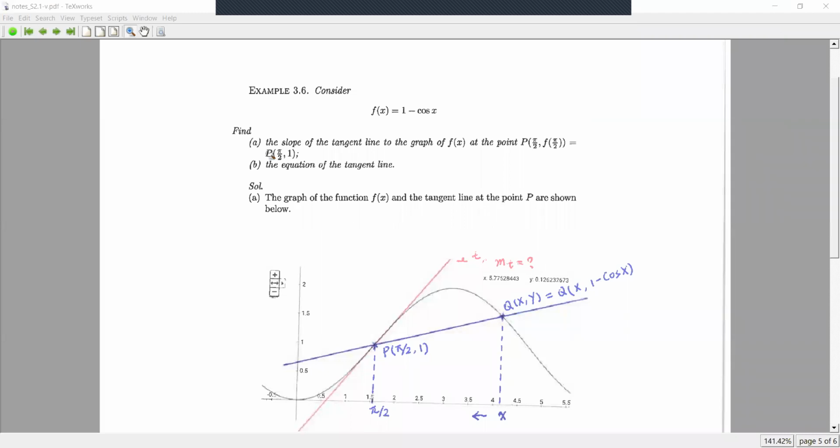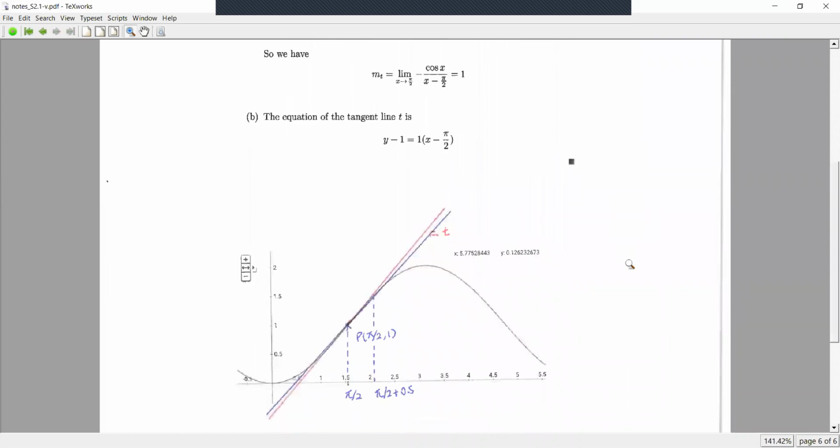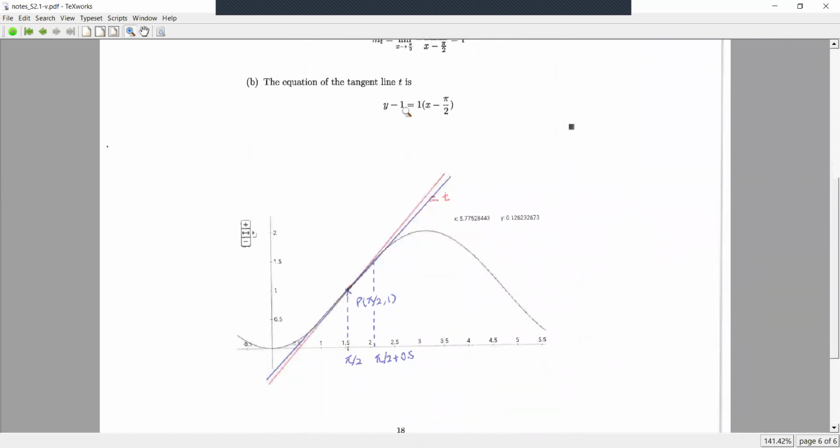After we have the slope of the tangent line, it's easy to write down the equation of the tangent line. The slope of the tangent line is 1, and also we have one point P on the tangent line. Therefore, by the point slope formula, the equation of the tangent line is y minus y1, y1 is 1, equals the slope 1 times parentheses x minus x1. x1 is pi over 2. This is the point slope formula in topic 1.